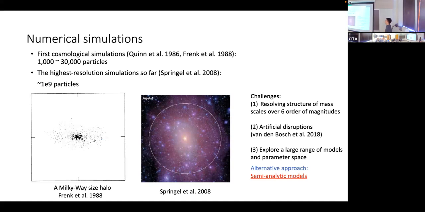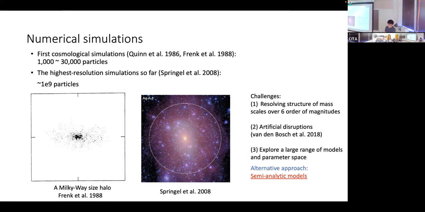So first, let me start from the direct N-body simulation and talk about why we need these new models. In numerical direct simulations, the dark matter density and velocities are sampled by particles. Each particle actually represents a large amount of dark matter particles. Then we follow the particles to see how the structure forms and evolves.